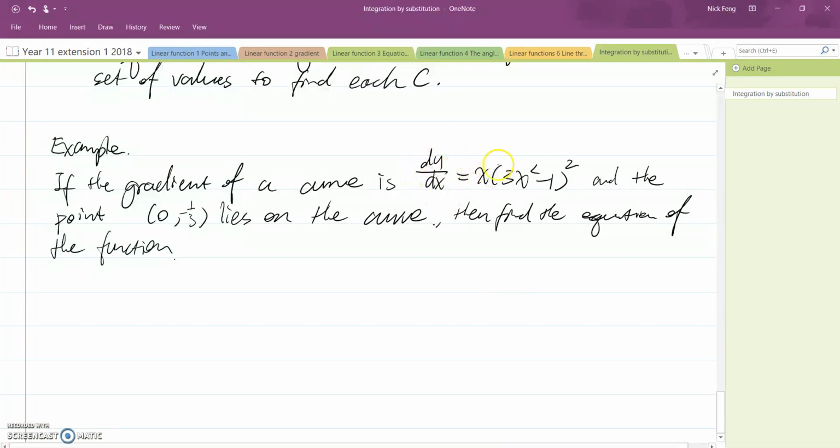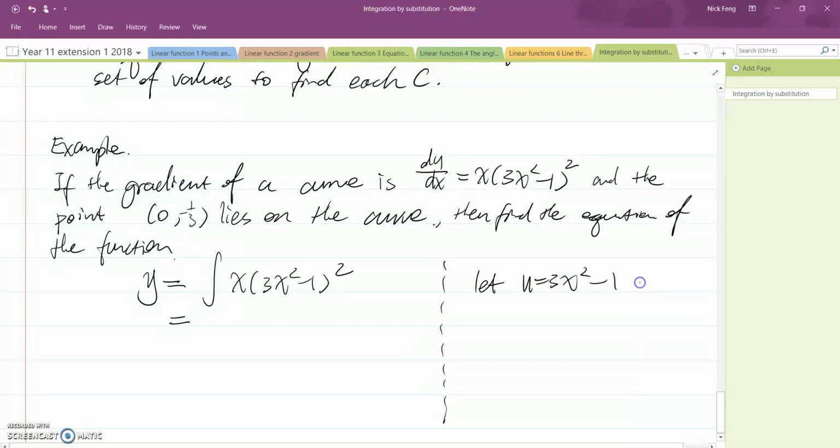Now, if dy dx equals this, to find the function, we need to integrate it, obviously, because this is already the derivative. Therefore y equals the integral of x times 3x squared minus 1 squared. Now, in this particular case, let's do integration by substitution. Let u equals 3x squared minus 1. du over dx equals 6x squared. Therefore du equals 6x squared dx. And du on 6 equals x squared dx.